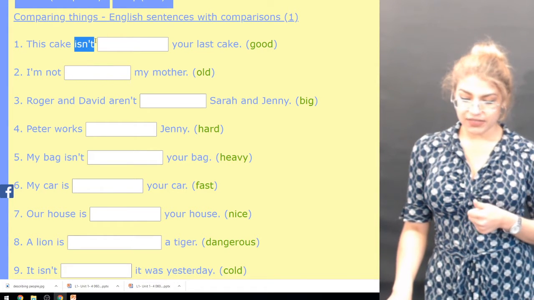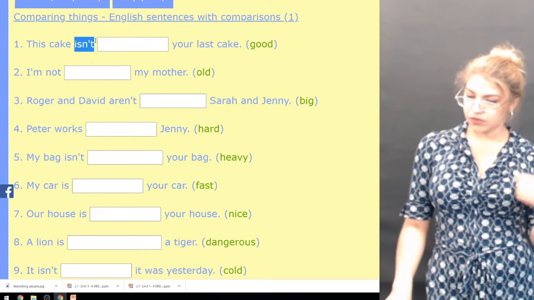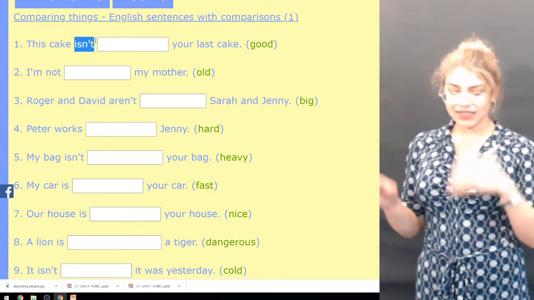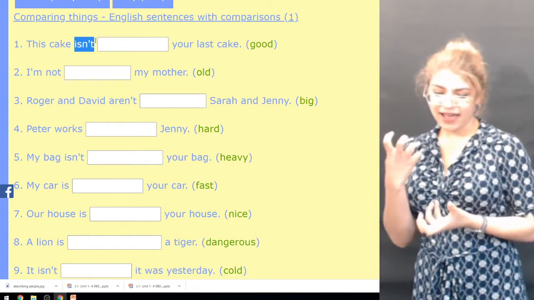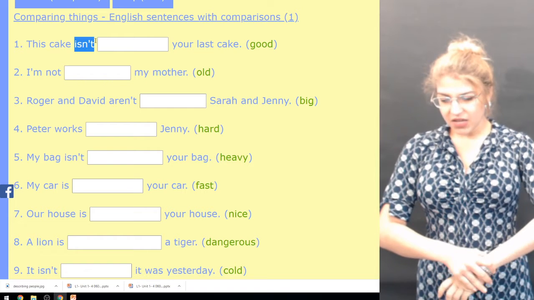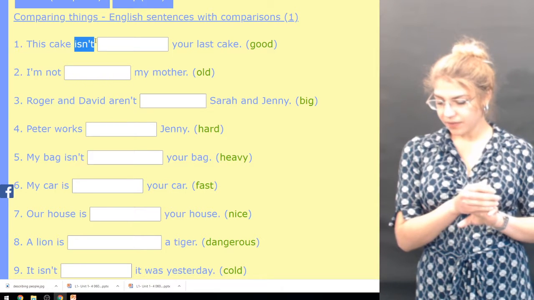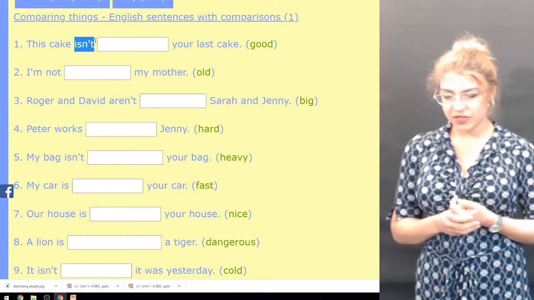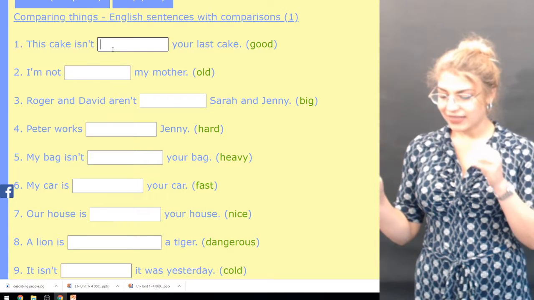So in this first example here, no es tan bueno como el anterior. This cake isn't your last cake. So how do you make the two compares as and as? We're only going to do a few of these because we are limited on our time. So if you can, we'll work together on the first, I think, 3, and then we can maybe do the last 3 together. This cake isn't your last cake.